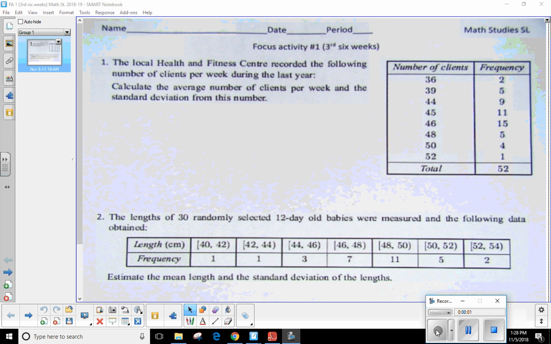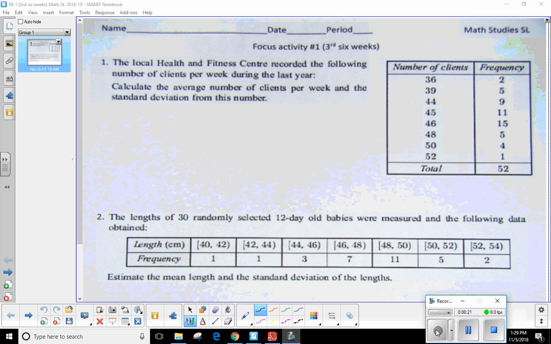To start spiraling some material back in that we haven't seen in a while, because we definitely want to go ahead and remember these ideas. They're going to be on the paper exams. These two problems are dealing with the mean and standard deviation. Do we remember what the formula for standard deviation was?